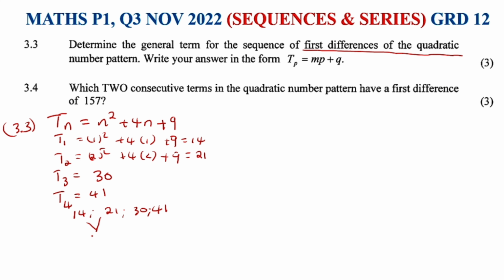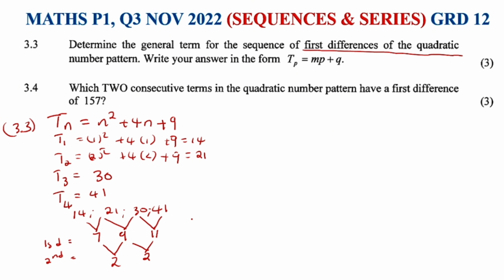First difference here, 21 minus 14 is 7. 30 minus 21, 9. 41 minus 30, 11. This is the first difference. Therefore, let's go ahead and find our second difference so that we're able to find the general formula. 9 minus 7, 2. 11 minus 9, 2 as well.